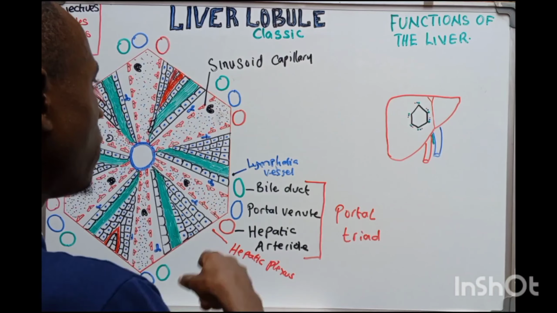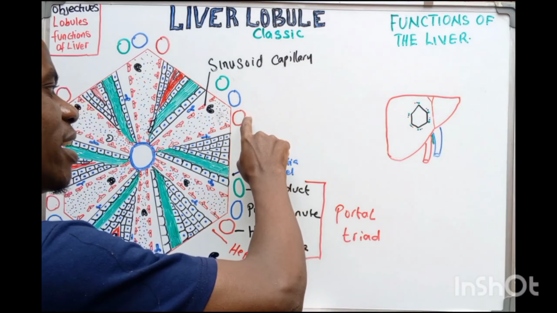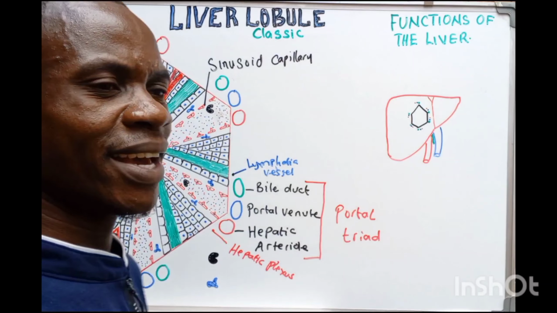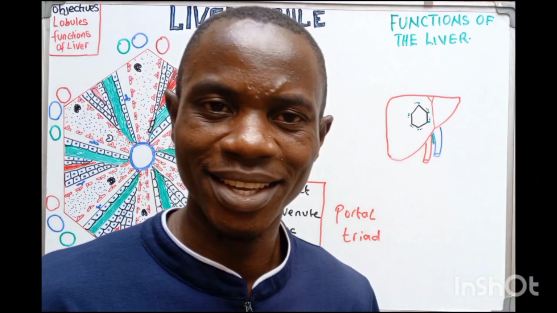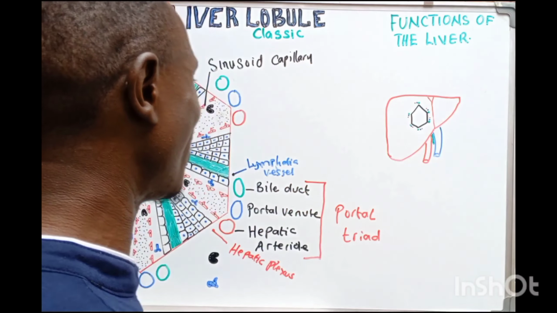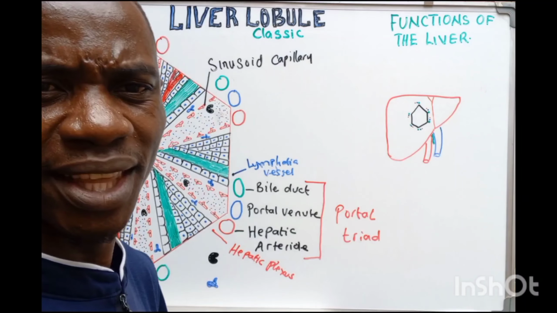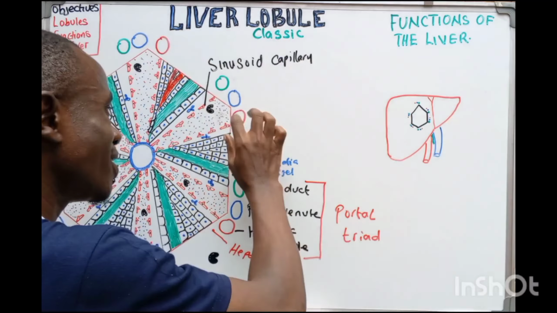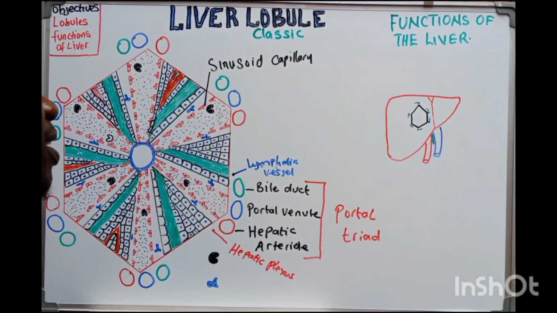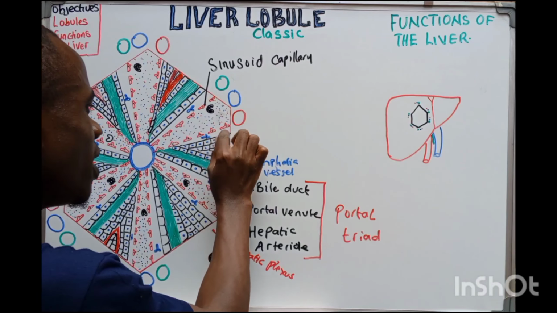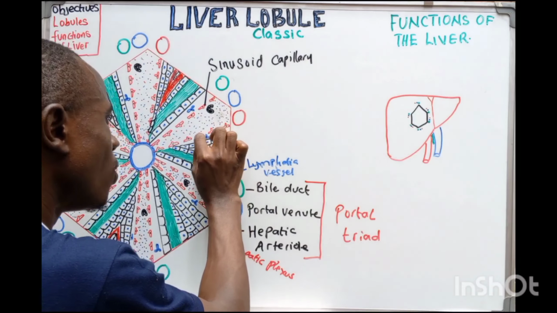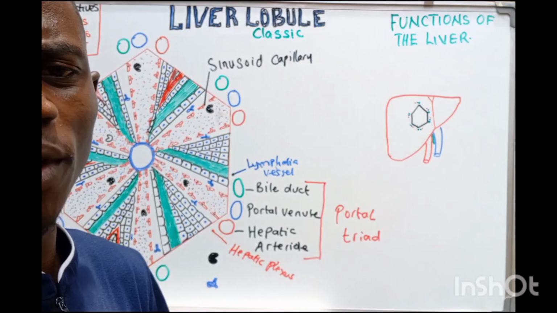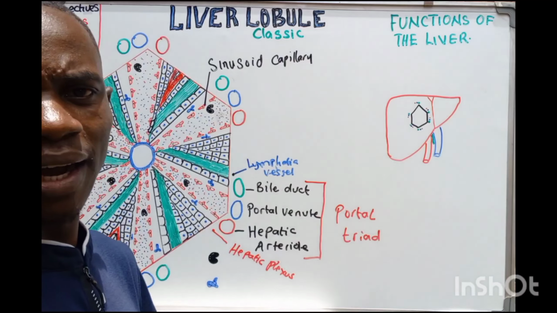So now blood from the portal vein and the hepatic arterioles are all going to be draining into this sinusoid capillary. It means here blood is going to be mixing. It is such another beautiful thing that the blood which is rich in nutrients and the blood which is rich in oxygen is now meeting in the sinusoid. Now, the sinusoid is going to be lined by these endothelial cells. Super important, these endothelial cells are going to be having what we call fenestrations.